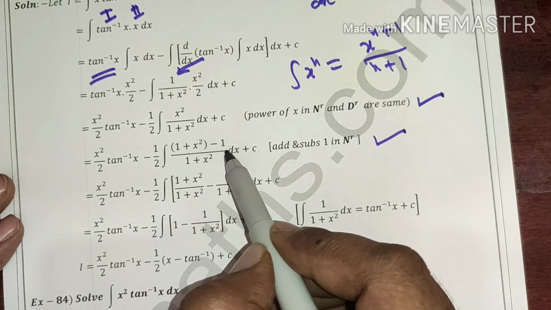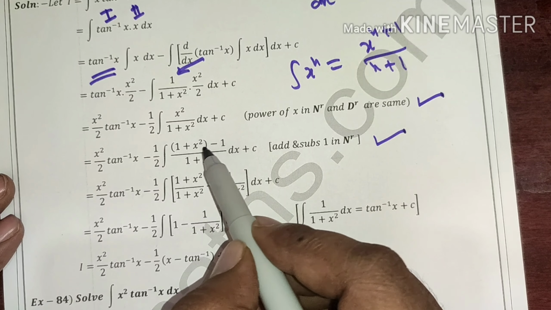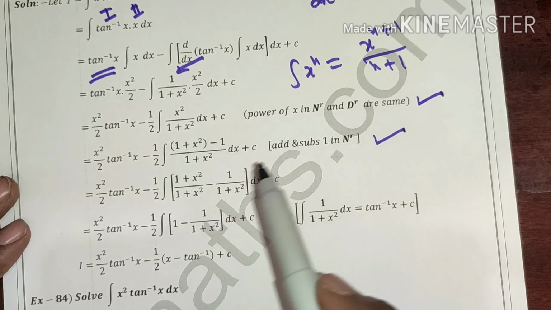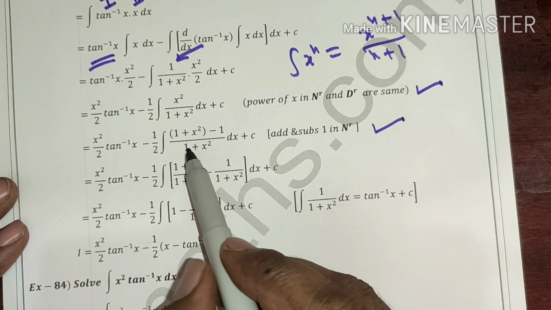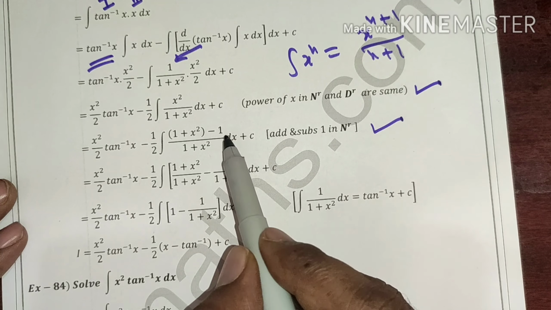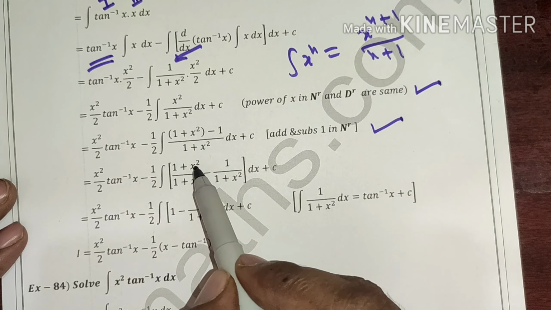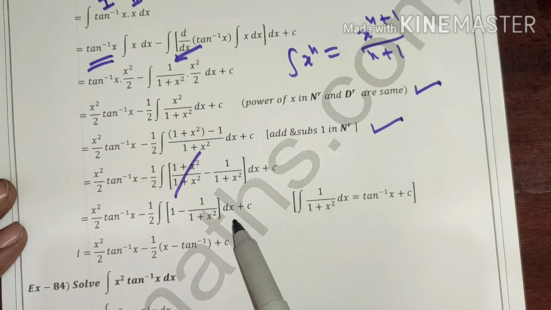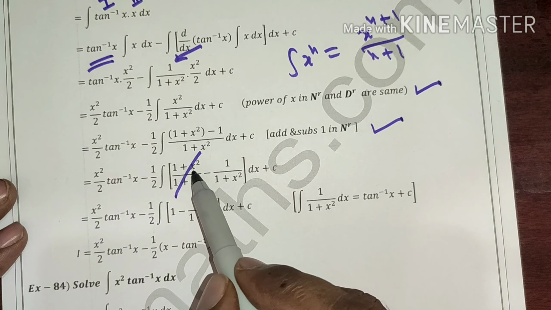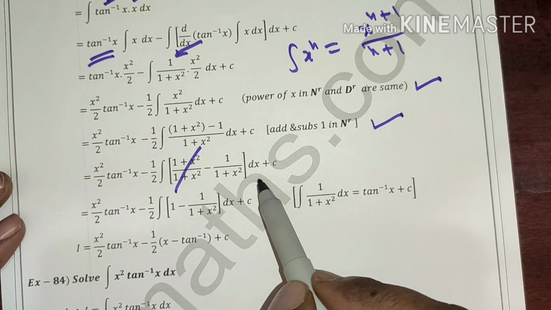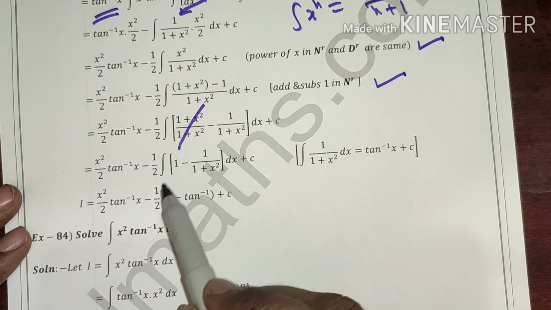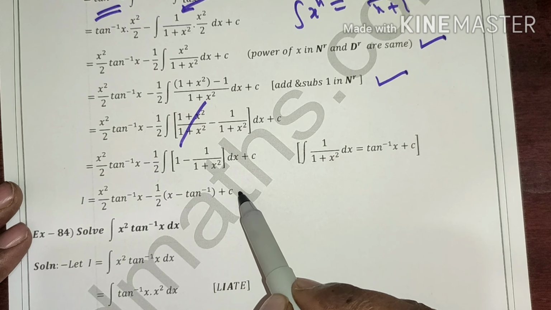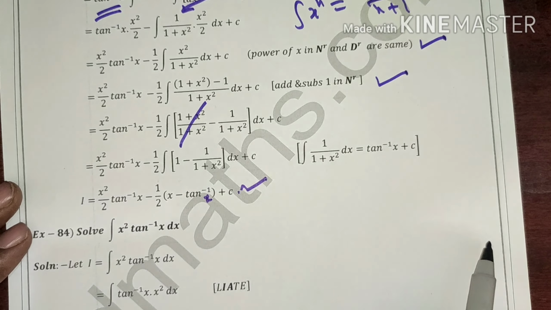So 1 plus x square minus 1 means that we add and subtract 1 in the numerator. After separating, 1 plus x square divided by 1 plus x square, minus 1 divided by 1 plus x square, dx. The 1 plus x square terms cancel, giving 1 minus 1 upon 1 plus x square, dx. Separating, the integration of 1 is x, and the integration of 1 upon 1 plus x square is tan inverse x.